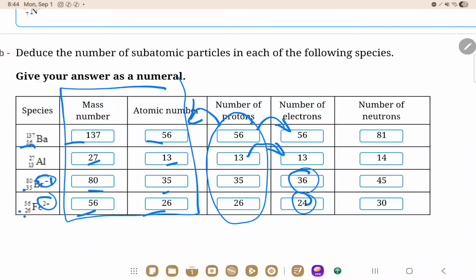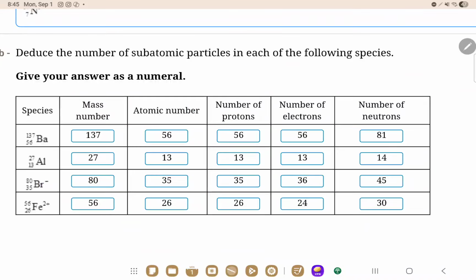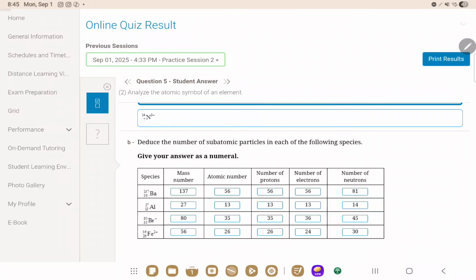That's why you subtract. Now, to get neutrons, it's the one that's different. To get neutrons, you subtract atomic number from mass number, which equals number of neutrons. Mass number 137 minus 56, 81. 27 minus 13 is 14. 80 minus 35 is 45. 56 minus 26, 30. And that's how you get everything in this table. Let us move on to the next question.